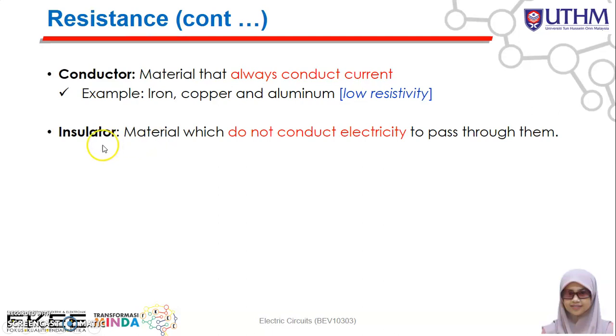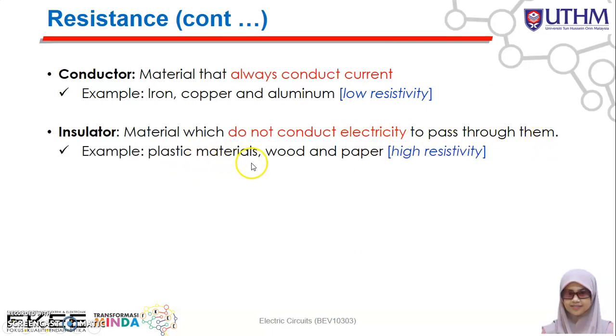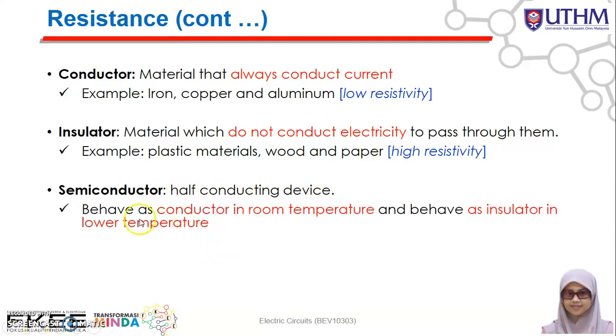For the second category, the insulator is a material which does not allow electricity to pass through it. Examples of insulators are plastic, wood, and paper. In this case, the insulator is considered to have a high resistivity. And then the third category is the semiconductor, which is a material that is a half conducting device. It means that it behaves as a conductor at room temperature, and it behaves as an insulator at lower temperature.